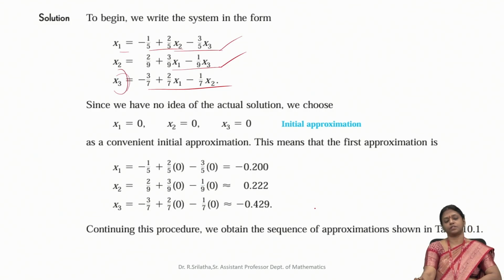So these are the first iteration values, we got it here. Next, continuing this procedure and repeating here. If we want to find out the second iteration values, we need to use the first approximation values, that is x1, x2 and x3 values here.